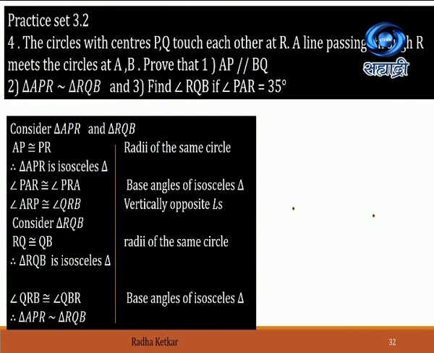Let us try a few sums from the practice set also. See the question. The circles with centers P and Q touch each other at point R. A line passing through R meets the circles at A and B. Prove that AP is parallel to BQ. Then we have to prove that these two triangles are similar. We have to find the measure of angle RQB if angle PAR is given as 35.